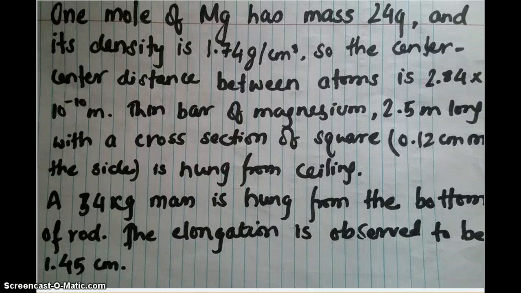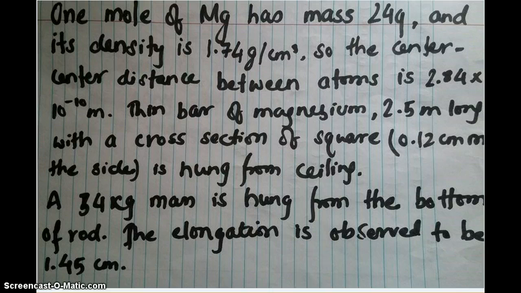Hello everyone, this is a video tutorial on the solution of a problem related to a spring and interatomic bond. So here is the question. 1 mole of magnesium has mass 24 gram and its density is 1.74 gram per centimeter cube. The center to center distance between the atoms is 2.84 × 10⁻¹⁰ meter.